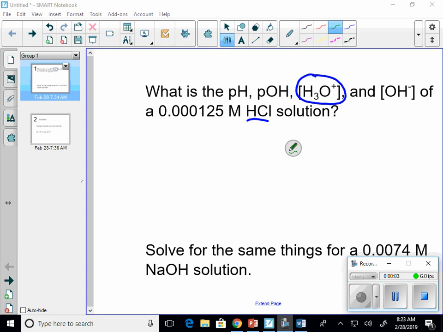Okay, so I'm going to start with the top one here. And bless you, since I'm given the hydronium concentration, I would solve for the pH right away. Remember, that's the negative log of this 0.000125 number.